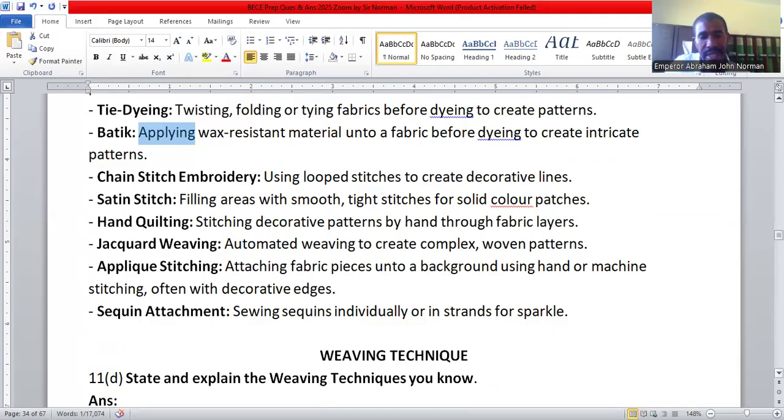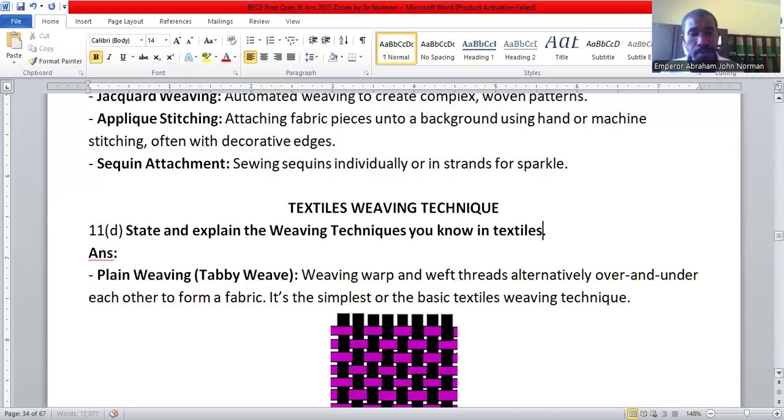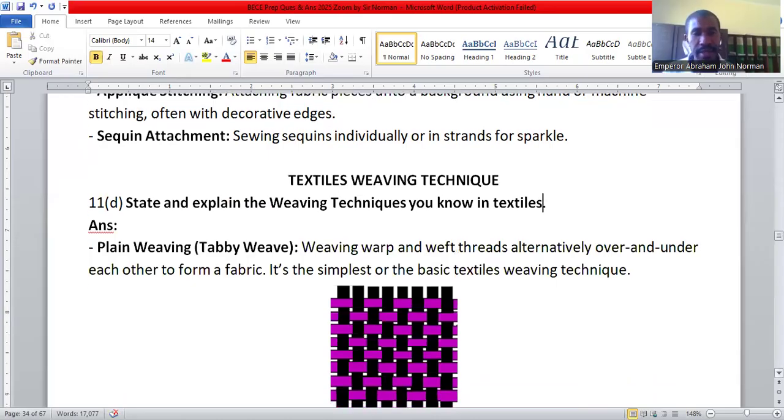Then we have textiles weaving techniques. Now the question says, state and explain the weaving techniques you know in textiles. Now, when we have plain weaving, another name for plain weaving is what we call tabby weaving. It is weaving warp and weft threads alternatively over and under each other to form a fabric. It is the simplest and most basic weaving technique. That is plain weaving, or what you call tabby weaving.